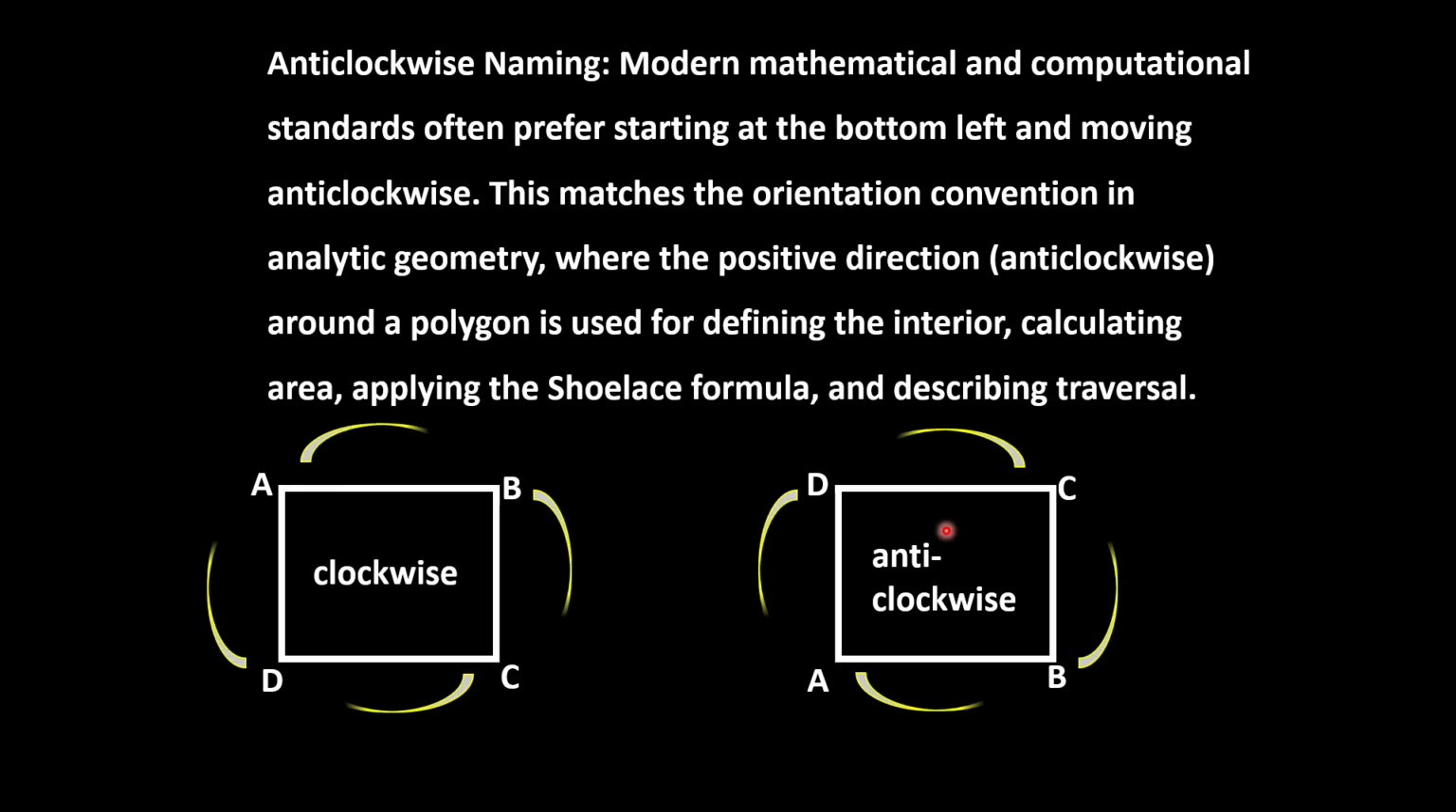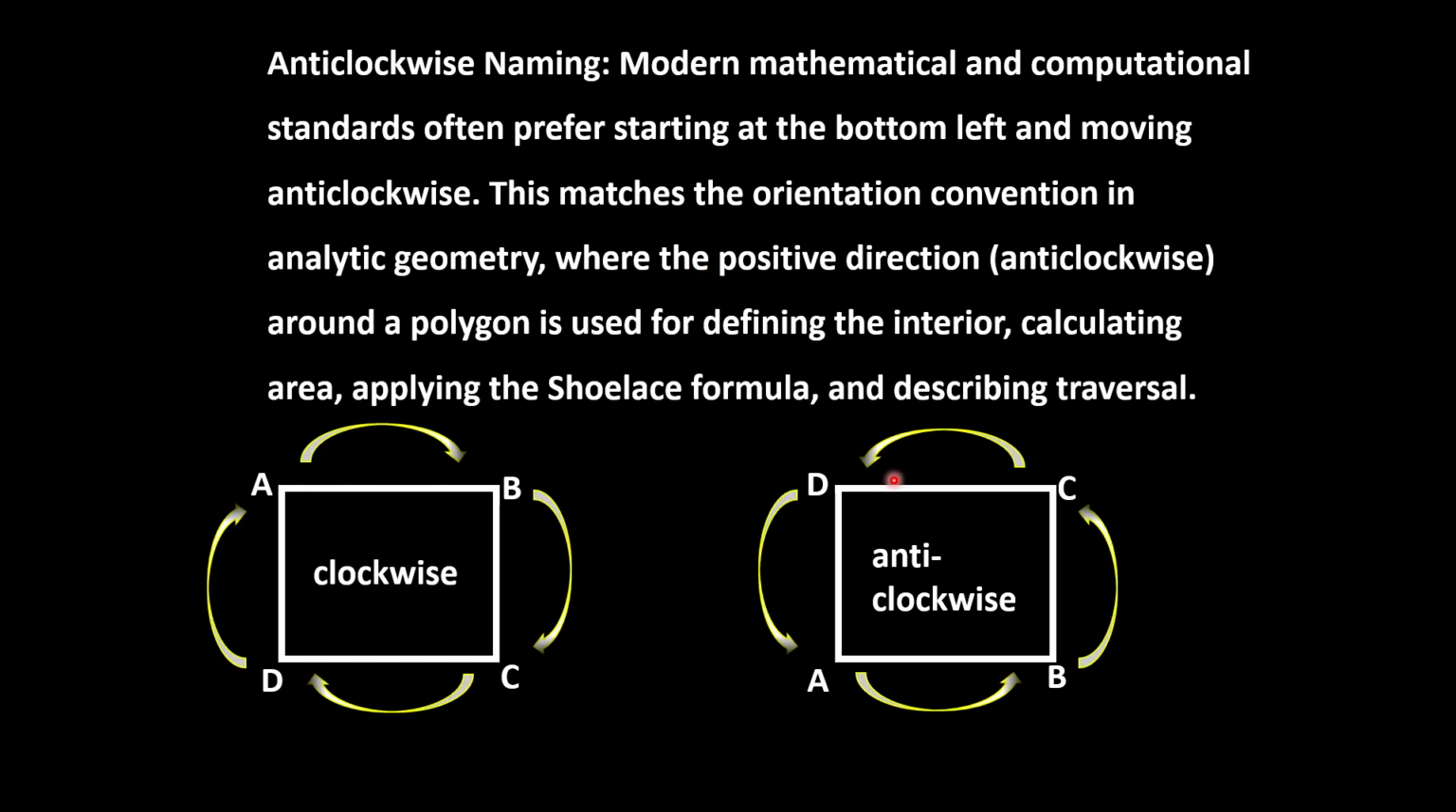Think of an angle in trigonometry. If the line rotates in anti-clockwise direction, the angle is positive. If the line rotates in clockwise direction, it is negative, right? So the positive direction is the anti-clockwise. It is used for defining the interior, calculating area, applying the shoelace formula, and describing traversal. So for these purposes, we always preferred the anti-clockwise in analytic geometry.